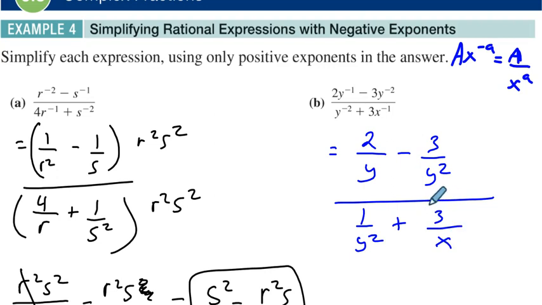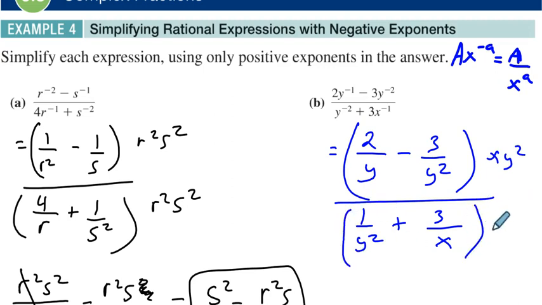Great, so let's just multiply again. What is the common denominator between y, y squared, and x? Well, the common denominator is x squared, y squared. Oh, actually, no, not x squared. It would just be x, y squared. There we go. That makes sense. x, y squared.